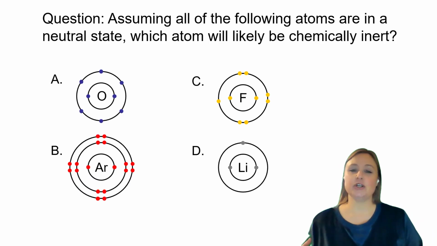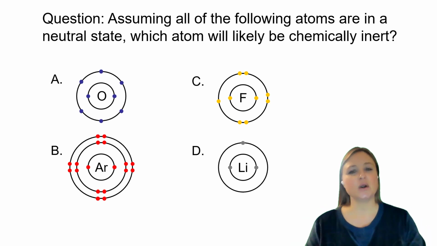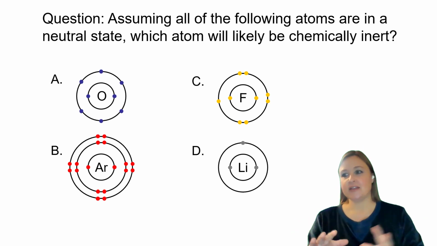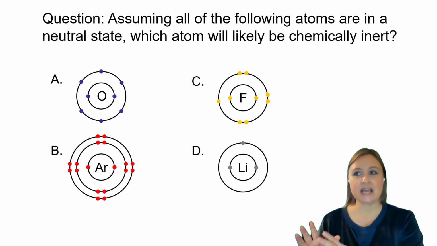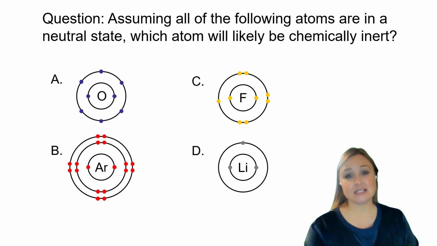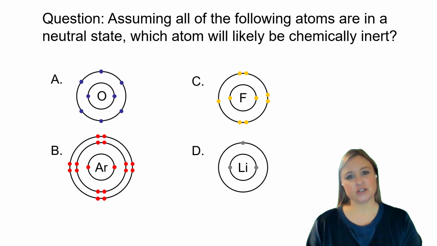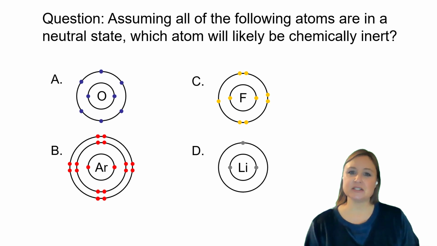So here's a question for you, and pause the video to try to see if you can deduce and work through the answer to this. Here's the question. Assuming all of the following atoms are in a neutral state, that means they're not isotopes. They're not charged with an extra electron or 1 missing electron. Okay, so they're in the normal state. Which of these 4 atoms will likely be chemically inert? Inert meaning not very reactive, right? It won't react. So pause the video, see if you can come to the answer, and then come on back.